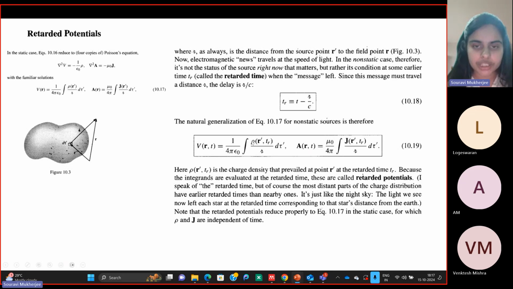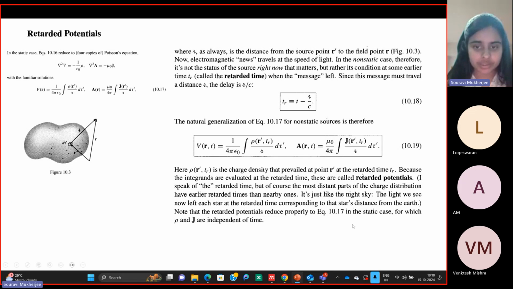So the surface or volume charge densities or the current densities at t_R affect the vector and scalar potentials at time t. This is why these are called retarded potentials, because something which has happened before is affecting the current potentials.